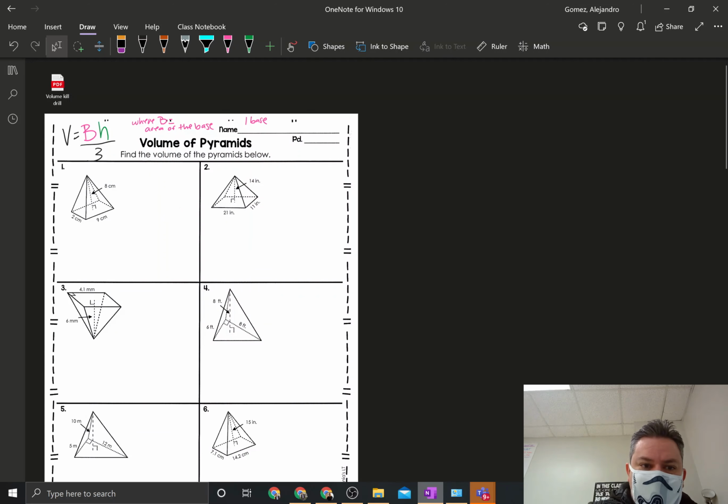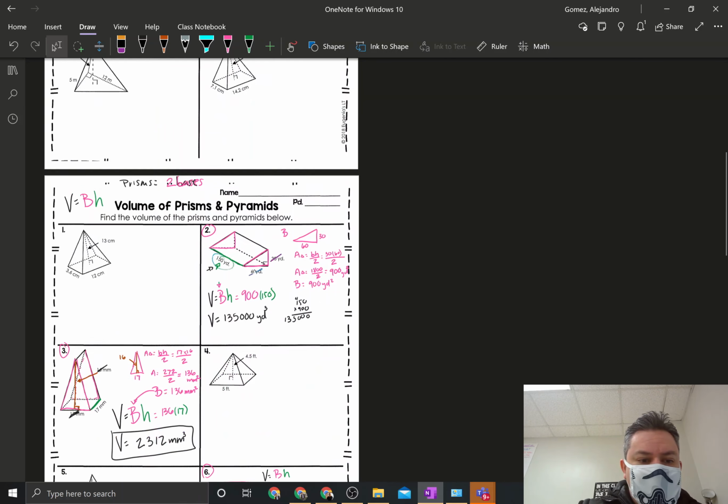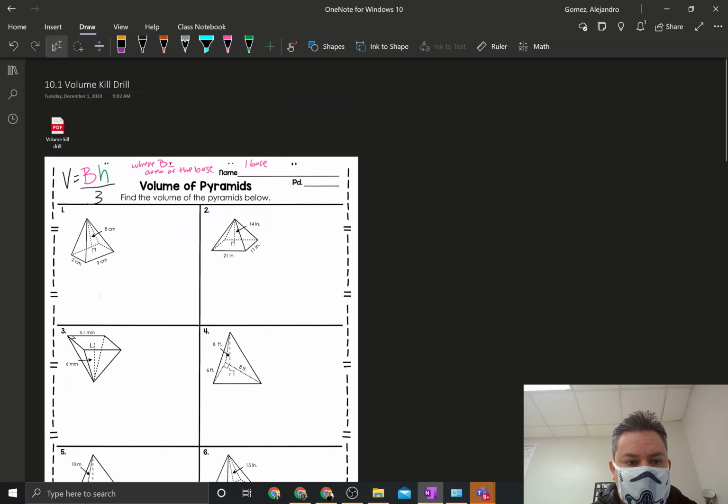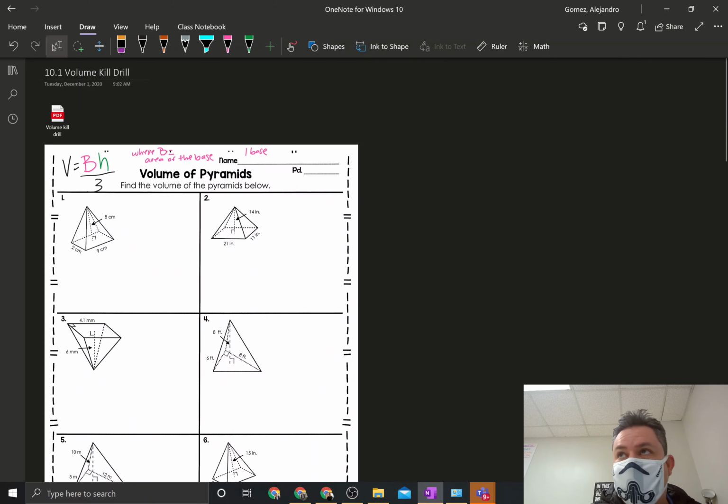Today we're going to be talking about volume of pyramids. If you watched the other video, we talked about volume of prisms, which is those problems right there. And today we're going to talk about volume of pyramids, which is about the same except the formula changes by one thing. So, let's go ahead and get started.